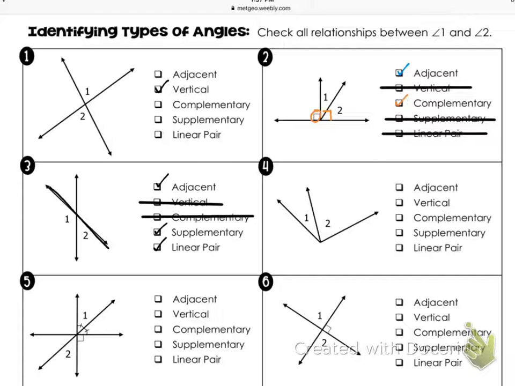Vertical, they're not across from each other. This would be the vertical side over here, vertical with 2. This side would be vertical with 1.